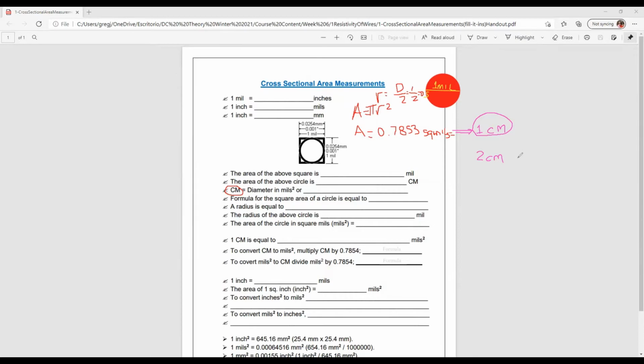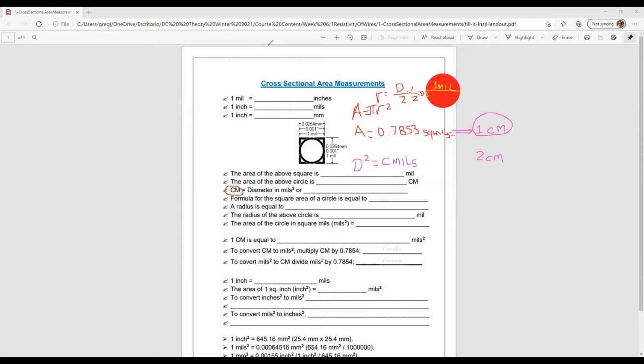Now, to make things easier, we have a formula that says that the diameter of the conductor in mils, squared, is equal to circular mils. And I'm going to show you that in just a minute.